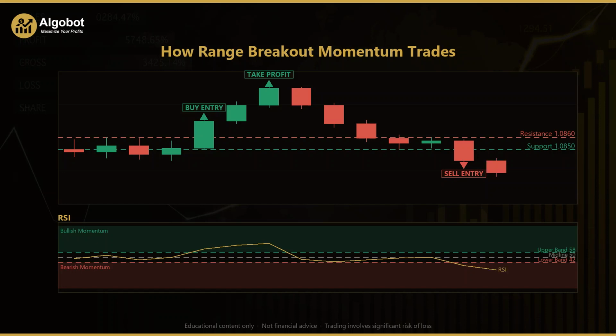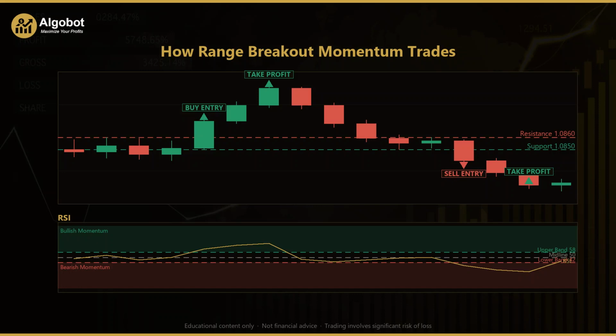Price drops, and this bar closes clearly below the support line, beyond the buffer. Down in the subpanel, RSI falls and crosses below the 42 band at the same time. Once again, both pieces line up, a downside breakout with momentum confirming to the downside. That's where the sell entry marker appears. The EA sells at the bid, places its stop 1.5 ATRs above the entry, and sets the take profit 2.5 ATRs below. Watch the move unfold.